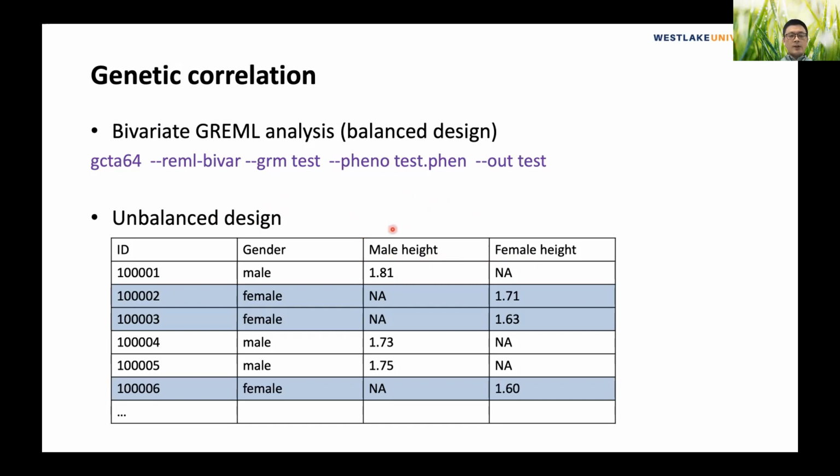So in this case, I have phenotypes, male height measured on males only and the female height measured on females only. So if you input a phenotype file like this into this bivariate GREML analysis, the program can also estimate the genetic correlation, which is essentially the male and female genetic correlation.